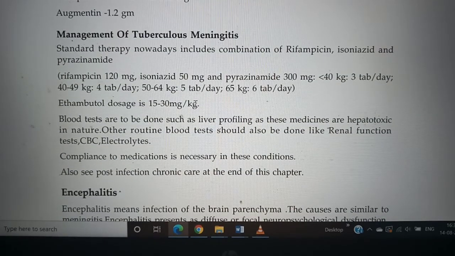For tuberculous meningitis, the treatment is the regular treatment for tuberculosis, like rifampicin, isoniazid, ethambutol. These drugs, which are given as a standard dose for any tuberculosis, are given to the person. And the liver has to be tested because people can have hepatotoxicity, and these drugs can increase the severity of the liver damage. Renal function tests and electrolytes will also help us identify these problems if they are present.